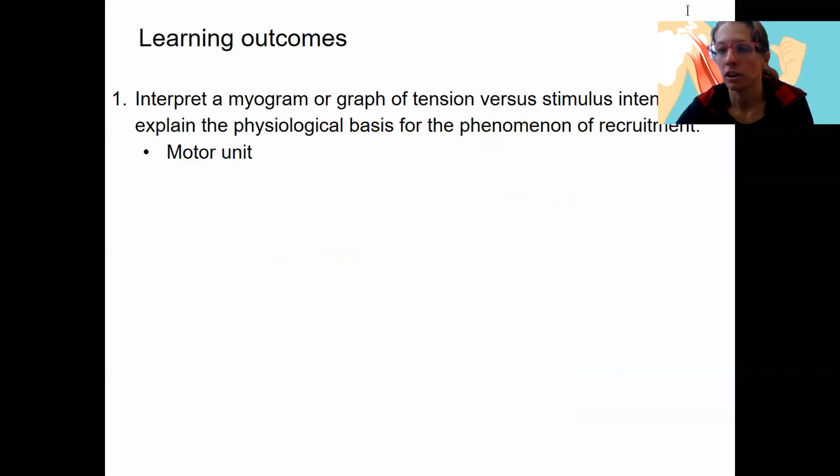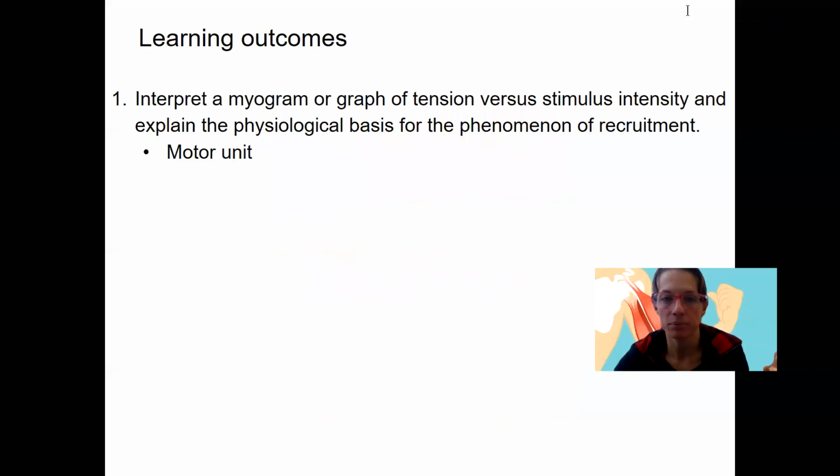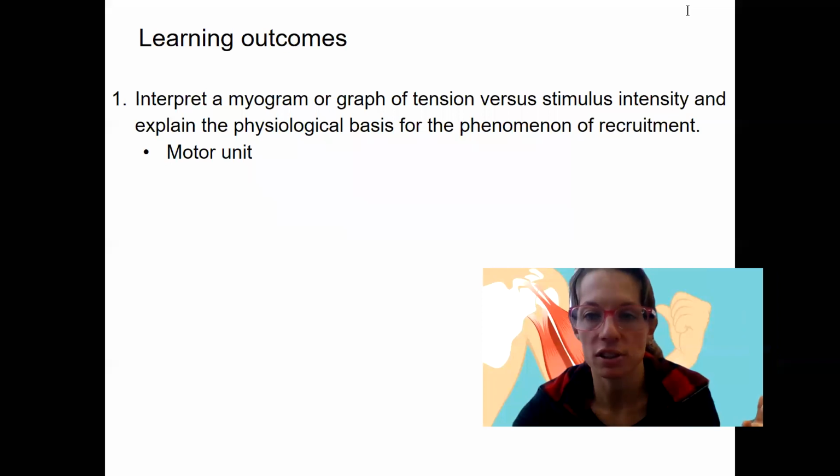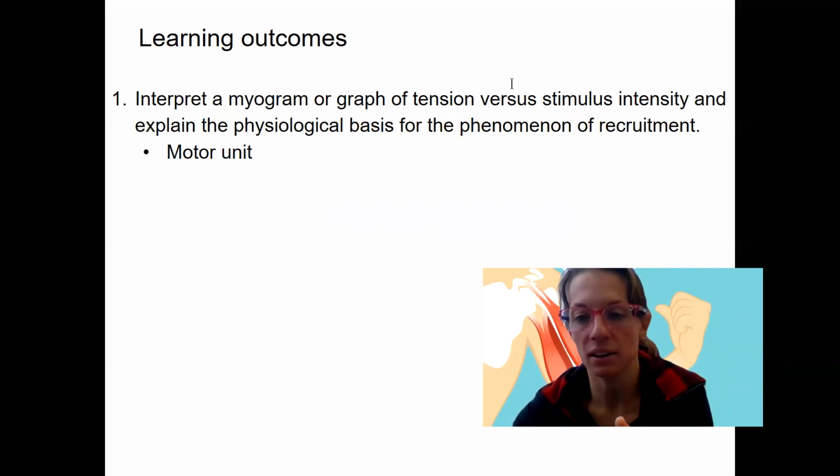Okay, so what I hope we've done here is interpret a myogram of tension versus stimulus intensity and explain the basis for recruitment. That's what's happening on that graph, rotating through the different motor units. They recruit each other.